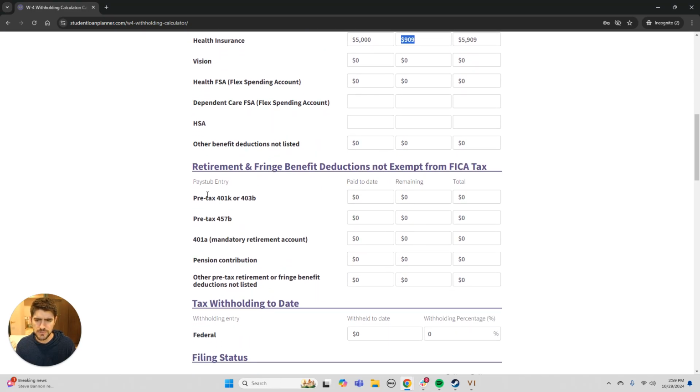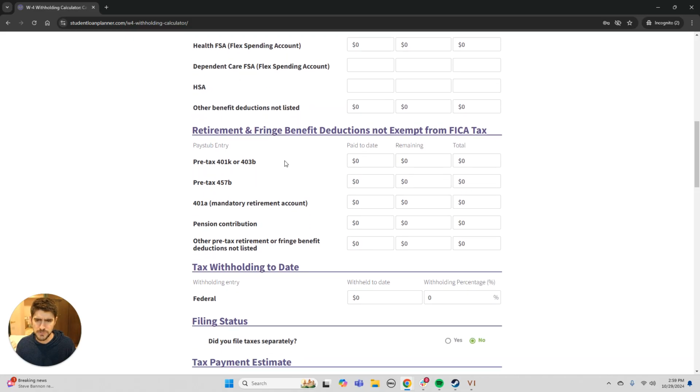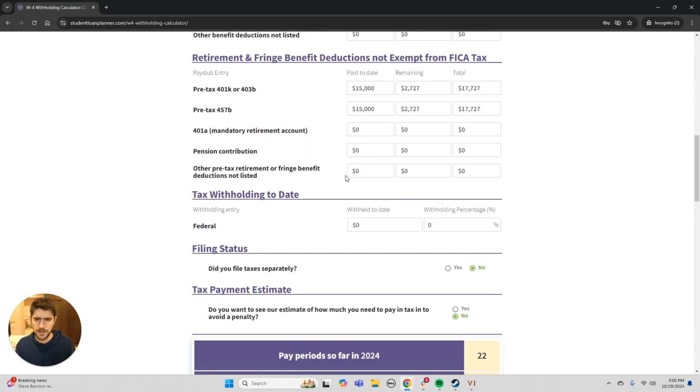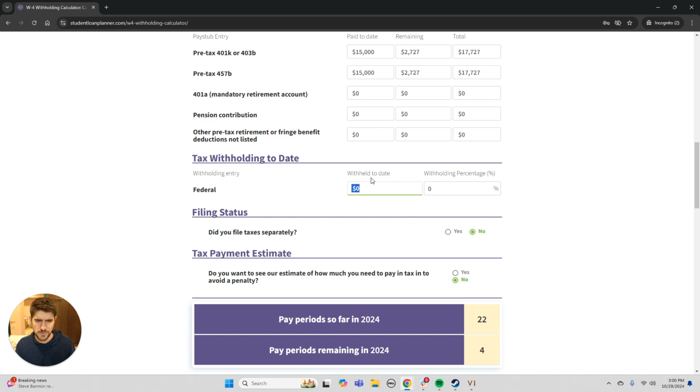So this is also something you can look up from your pay stub entries. So this would be 401k contributions, 457 contributions if you have those. If you put in a number that's too large, by the way, it's going to tell you that you're in the negative because you're over the limit. And if you put all that in, you can also put in tax withholding to date, and that should also be in your pay stub.